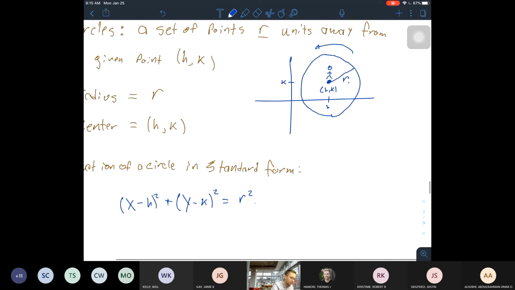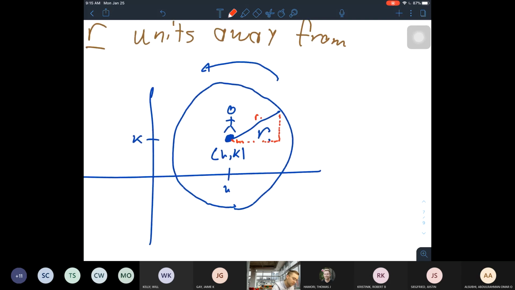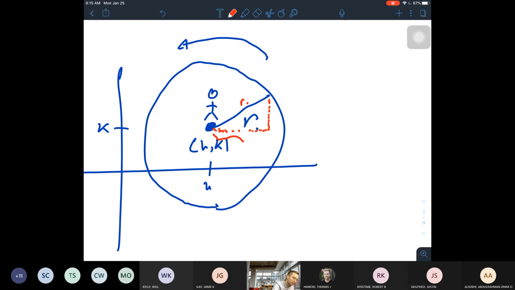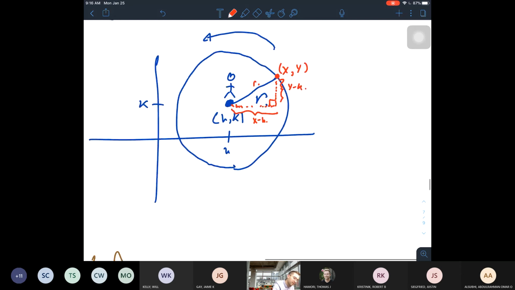And this comes from the following. If we take this point h comma k and we were to draw out the triangle of this thing, and we know that this is r here, then if this is the point x comma y, this distance here is going to be x minus h, and this distance here is going to be y minus k. And we know that this is a right triangle, so it obeys the Pythagorean theorem.